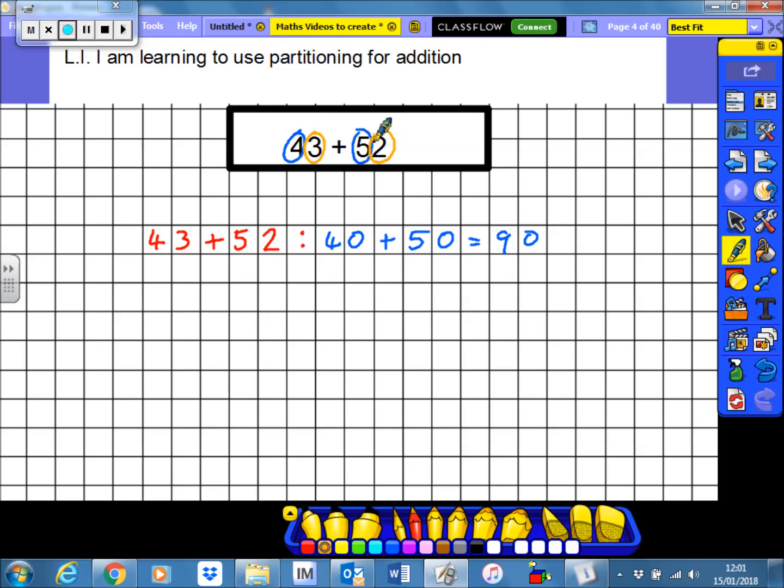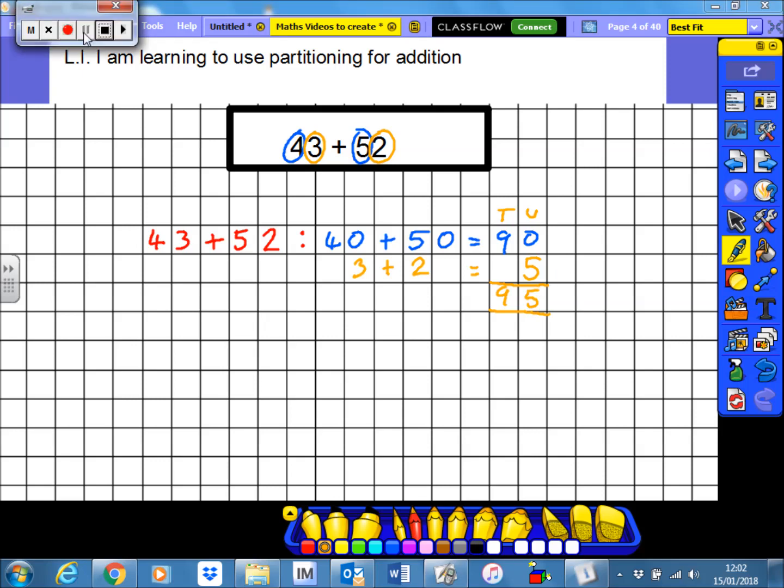Next, I'm going to be dealing with the units. So, on the next line, I'm going to write out yet another addition sum, but this time with the units. So I'm going to do 3 plus 2 equals 5. And I'm going to take care to actually line up my different columns. So I'm imagining this column here as being the units column, and this column here as being the tens column. So the unit is going to belong in the units column here. Now all I have to do is add my two answers together to get my final answer. So 90 plus 5 equals 95.